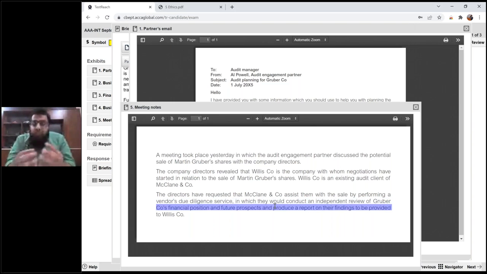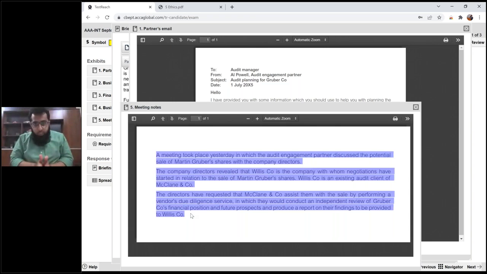If I give you a brief review, you people listen to me carefully. We are the auditors. We are McLean and Company, the audit firm. We are currently the auditor of Gruber Company. The Gruber Company's chief executive officer and majority shareholder, Martin Gruber, is selling his 60% share to Willis Company. Now, Willis Company is also our audit client.